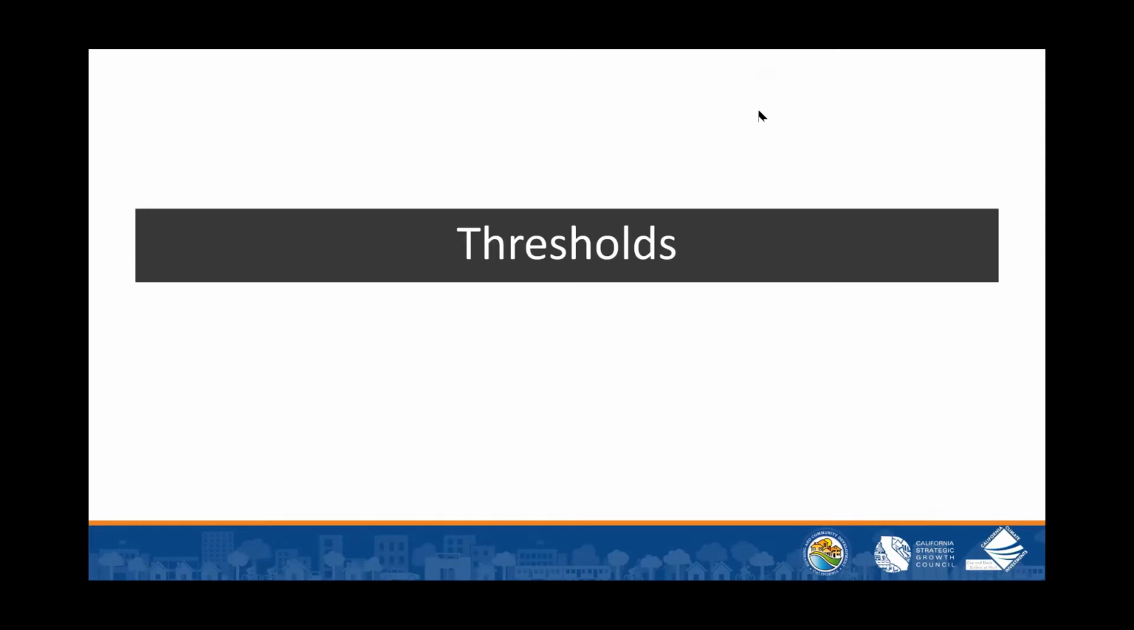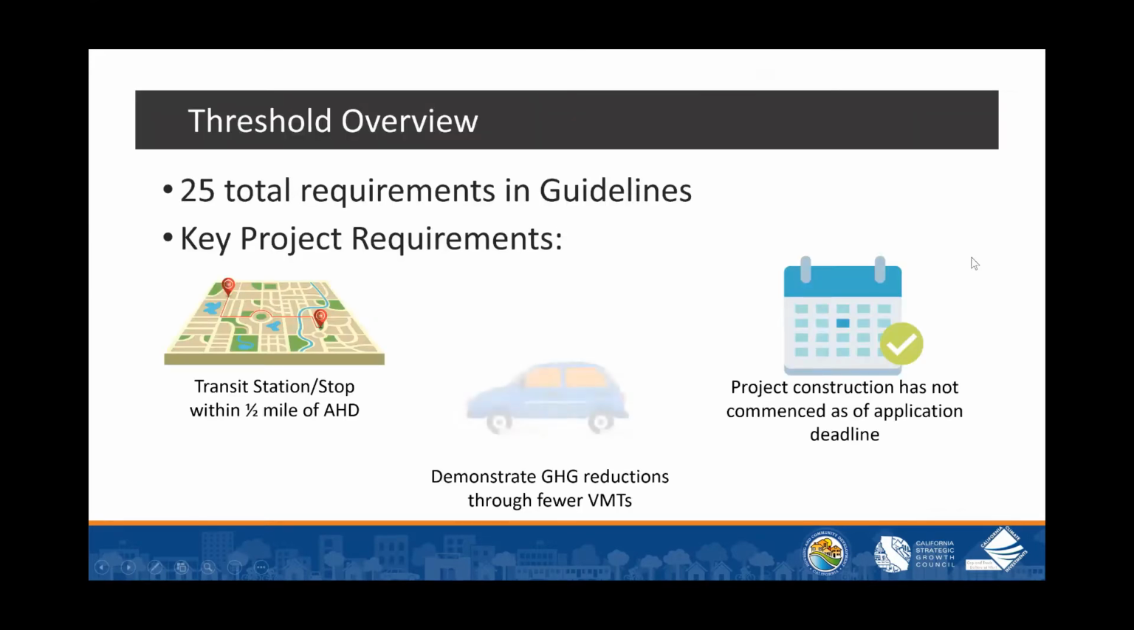Thank you. Okay, so now we're going to go ahead and look at the thresholds for the program. We have 25 total requirements and guidelines. The key project requirements are the transit station or stop needs to be within a half a mile of the affordable housing development. You must demonstrate greenhouse gas reductions through fewer vehicle miles traveled. And the project construction cannot be commenced as of the application deadline. And that is very important.